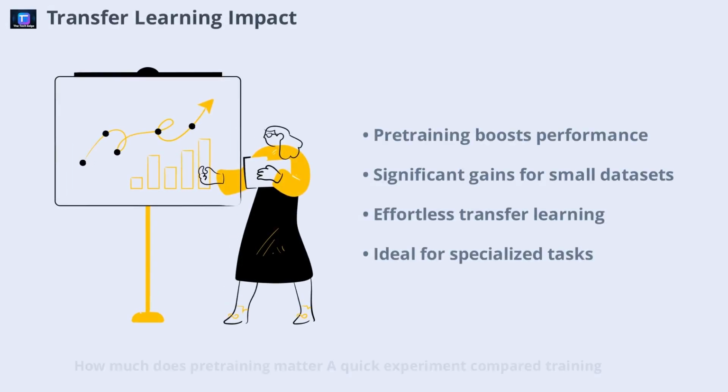How much does pre-training matter? A quick experiment compared training from scratch versus using pre-trained weights. The results were striking. ResNet 50 saw a 19% improvement in performance, while EfficientNet B3 jumped by 62% when using pre-trained models. This demonstrates the power of transfer learning, especially for smaller datasets or specialized tasks like medical imaging. TIMM makes leveraging these benefits as simple as flipping a switch.